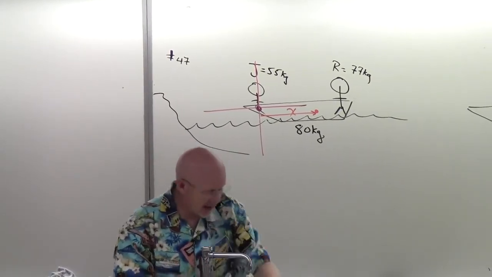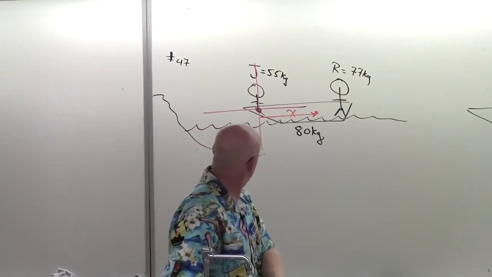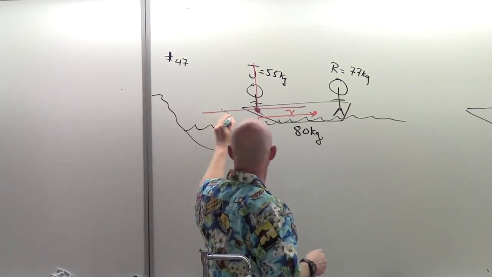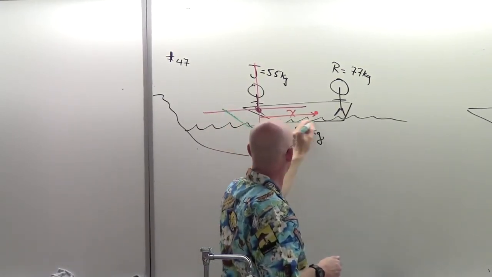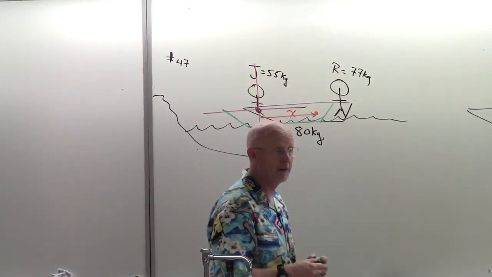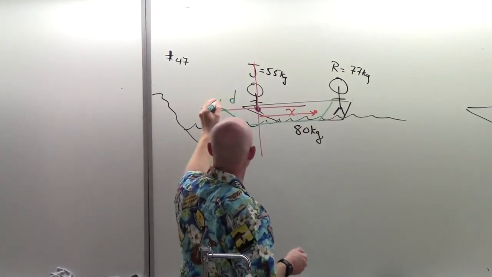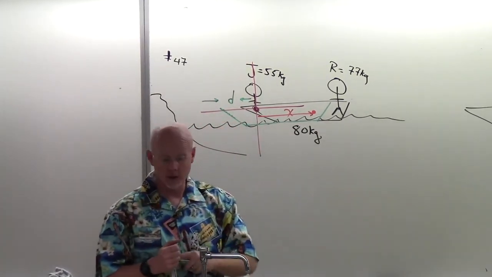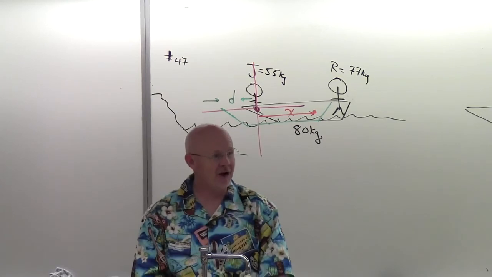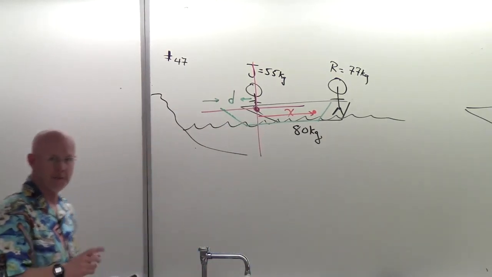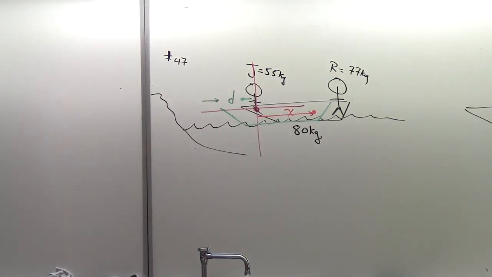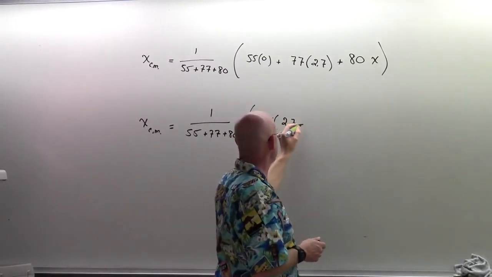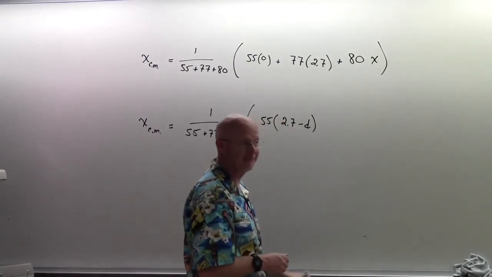In fact, in my drawing, I may put something like the front of the boat would now be, say, right here. And so let's call this distance D that the boat moved towards the shore, which is the question, right? The question is, how far does the boat move? Does that help? Where is Juliet then? 2.7 minus D, isn't she?